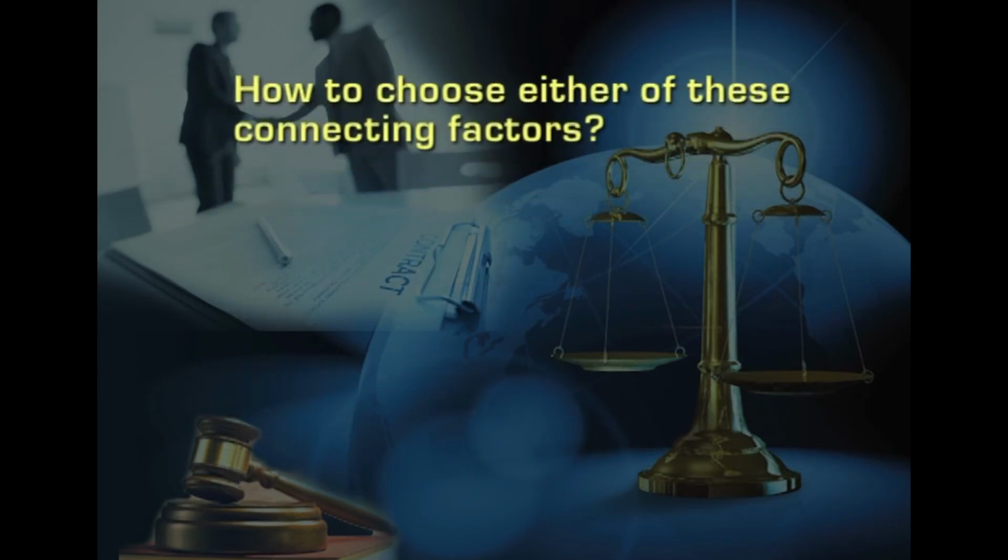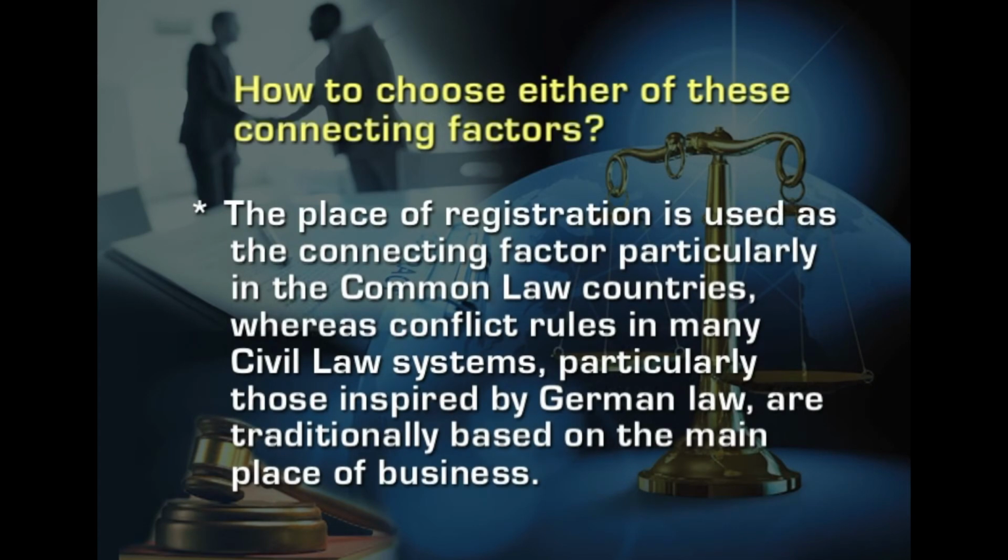How to choose either of these connecting factors? Firstly, the place of registration is used as the connecting factor, particularly in the common law countries, whereas conflict rules in many civil law systems, particularly those inspired by the German law, are traditionally based on the main place of business.